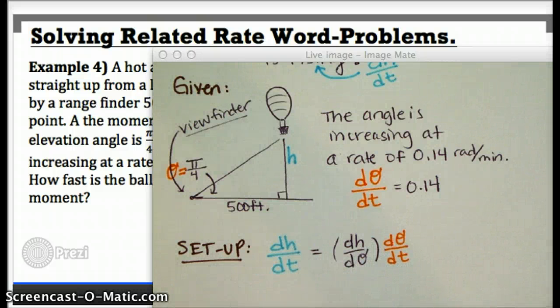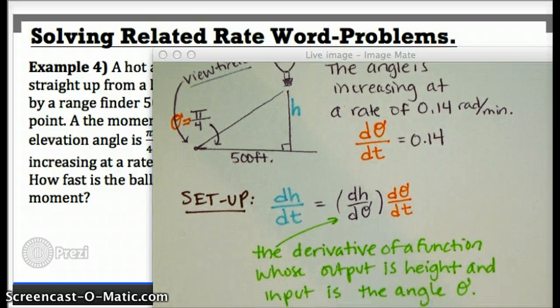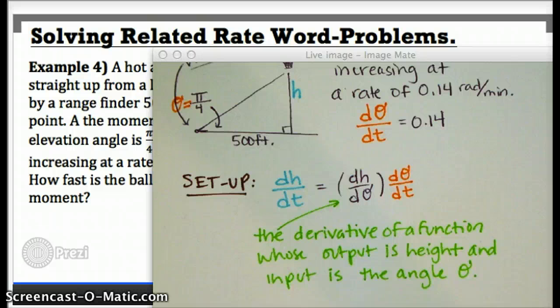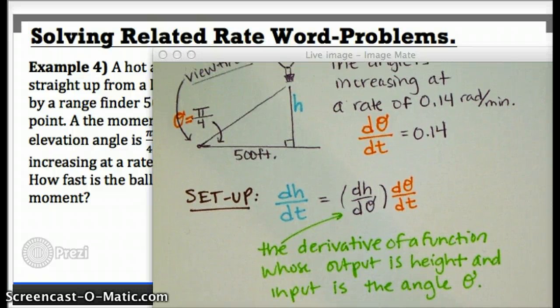Now for the really important part. What does dh d theta represent as an expression altogether? So this is the true test of whether you understand Leibniz notation. dh d theta is the derivative of a function whose output is height and whose input is the angle theta. Can you look at this diagram and come up with a function that would satisfy those descriptions?